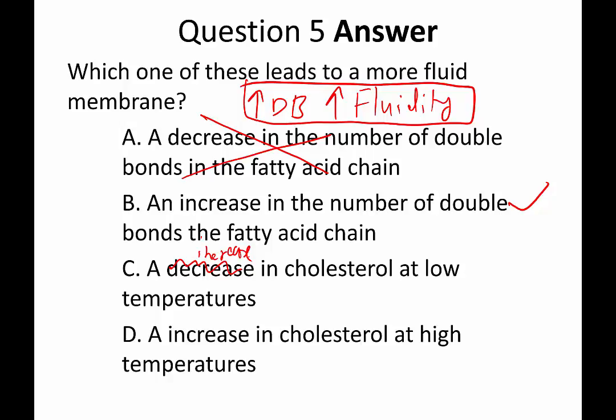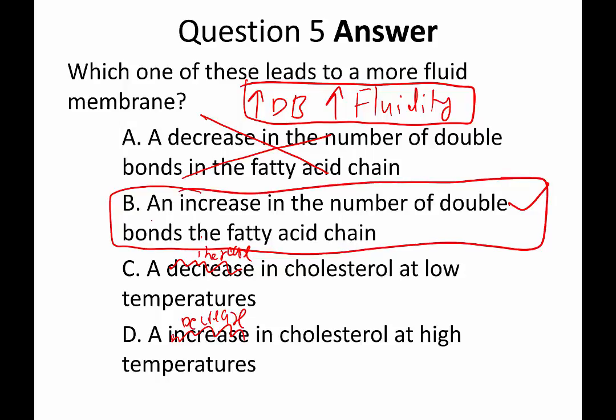Let's look at D, an increase in cholesterol at high temperatures. So remember, cholesterol is all about maintaining membrane fluidity. So at high temperatures, cholesterol actually decreases membrane fluidity. Since those phospholipids are spreading out, cholesterol is actually making them more compact. So by increasing cholesterol at high temperatures, you're actually making the membrane less fluid. So again, if this was going to be a correct answer, you want to decrease the amount of cholesterol. So let's leave B as being the best answer here.